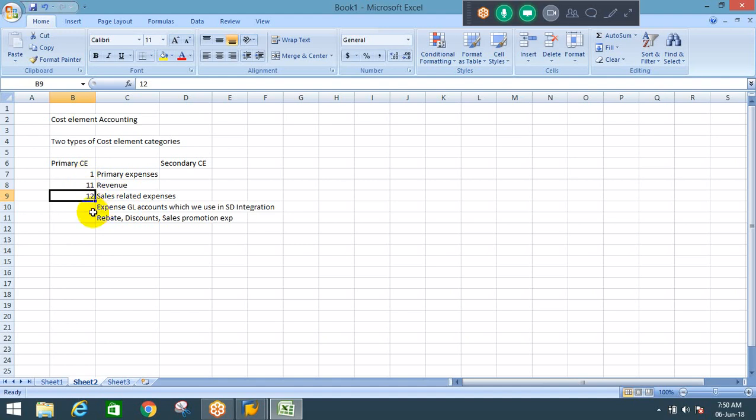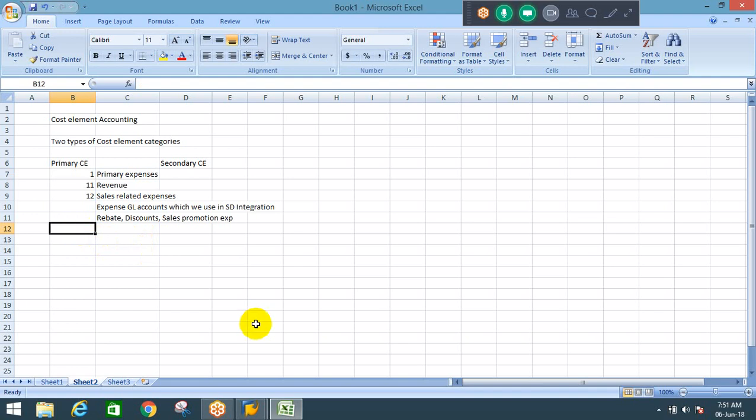These values will come from SD module. That is the reason we need to maintain 12. But if you are booking in FI, then you need to maintain 1. So these are primary cost elements. It is coming from other module. Other module is FI. The values are coming from other module to CO. Expenditure and revenue and sales related expenses.